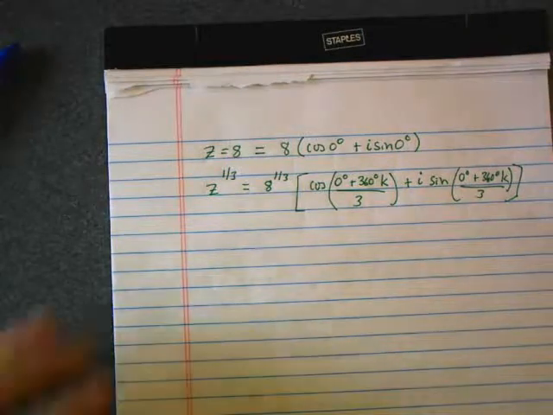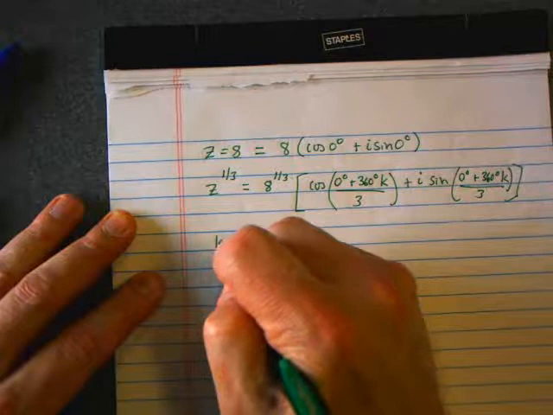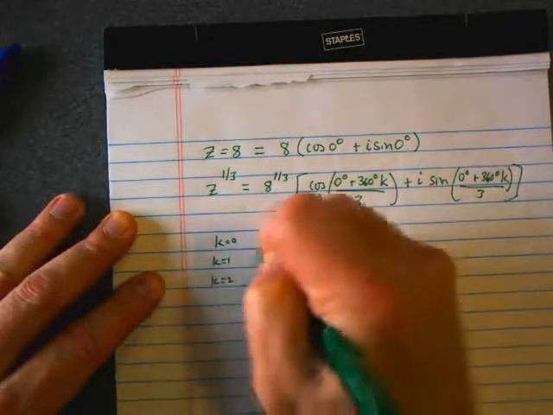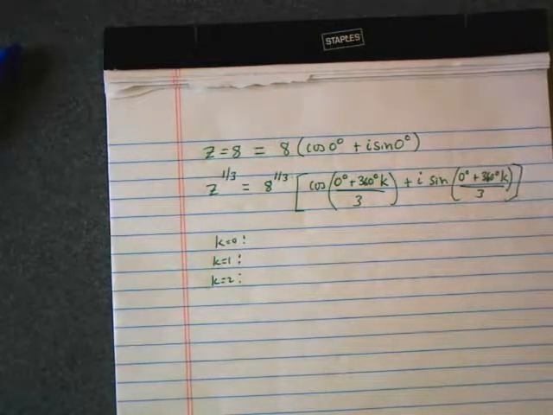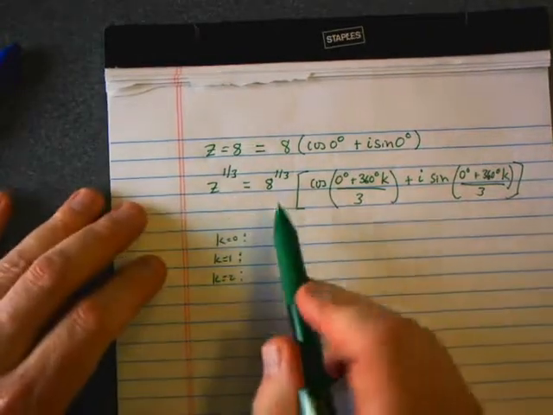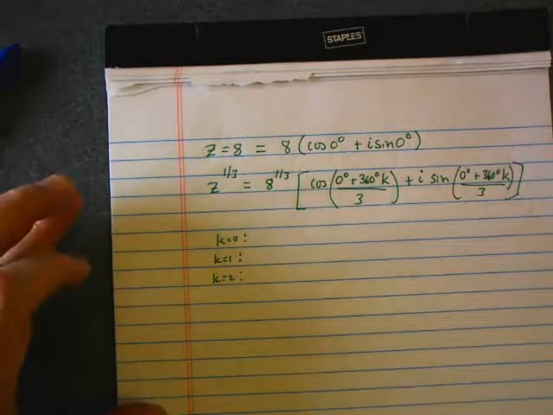All right, so this time we have to plug in 3 values for k. We plug in 0, 1, and 2. When I plug in 0, I have 8 to the 1/3. What's 8 to the 1/3? 2.